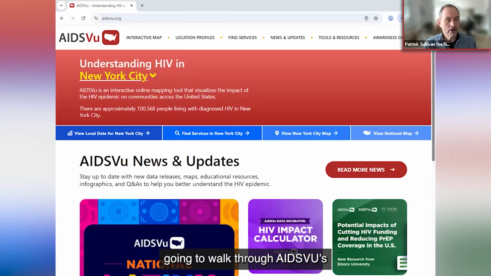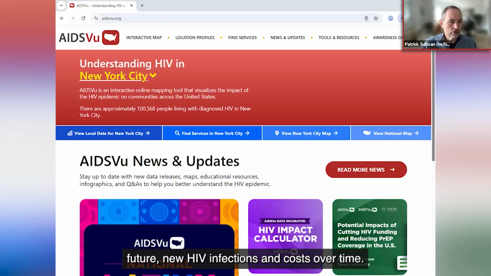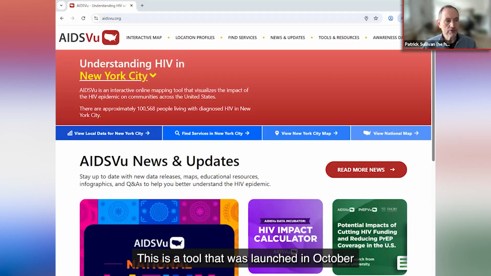Today, I'm going to walk through AgeView's new HIV Impact Calculator. This is an interactive decision tool that lets you, as a policymaker, a public health professional, or an advocate, get an idea of how changes in PrEP coverage or viral suppression might influence future new HIV infections and costs over time. This is a tool that was launched in October 2025 by AgeView and Emory collaborators.